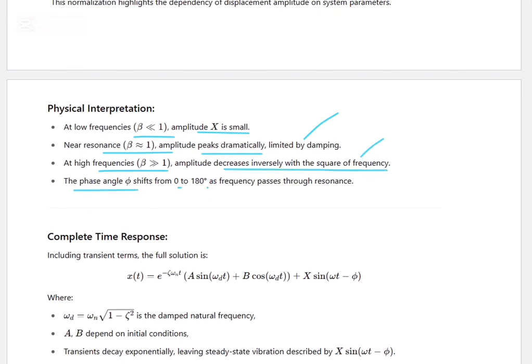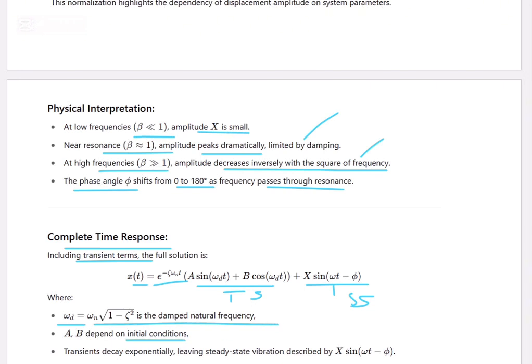The phase angle shifts from 0 to 180 degrees as frequency passes through resonance. The complete time response, including transient terms, is e to the power minus rho omega n t times (A sine omega d t plus B cos omega d t) plus X sine of omega t minus phi. This last term is the steady state response. This is the transient response, which decays because of the presence of damping. Omega d we know and can calculate. A and B depend on the initial conditions. Transients decay exponentially, leaving the steady state vibration described by X sine of omega t minus phi.